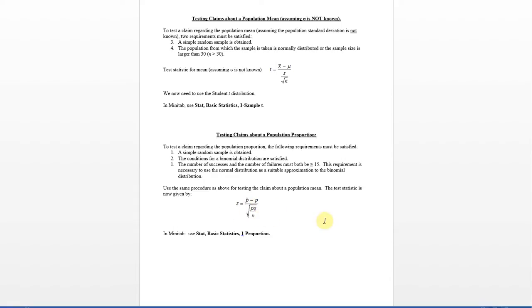So as you look at this, I'm going to do some more examples using these on our example sheet for this week. But as you look at these different population proportions and means, be aware that there are actually 3 tests we have, 2 for means and 1 for proportions.